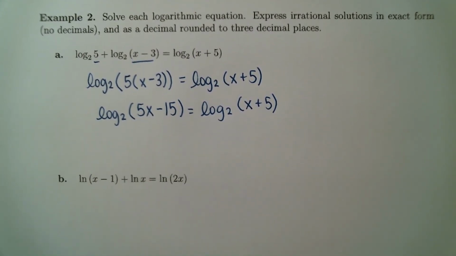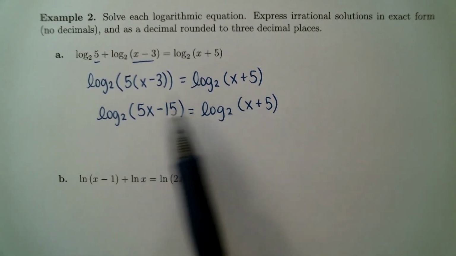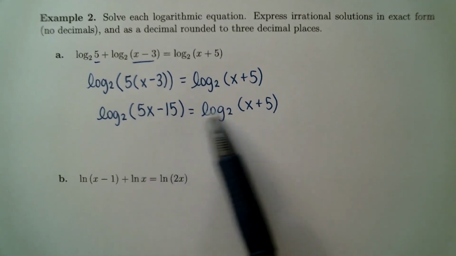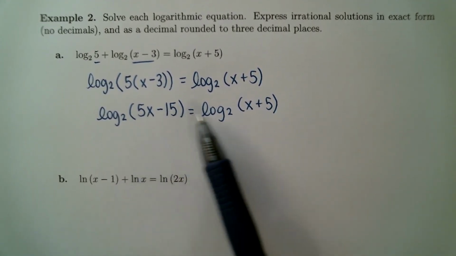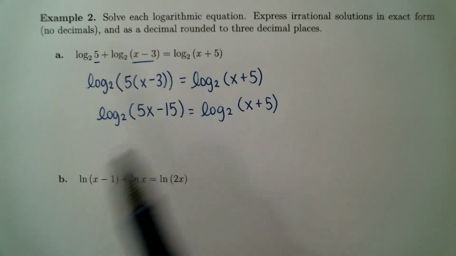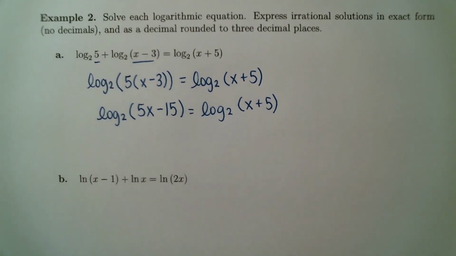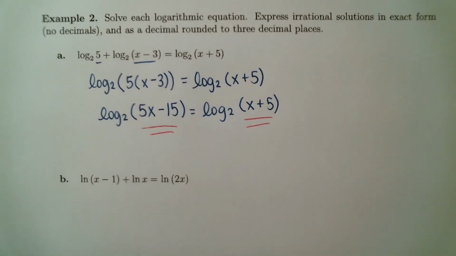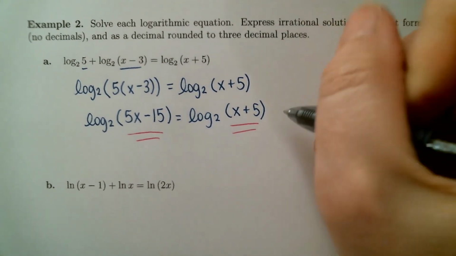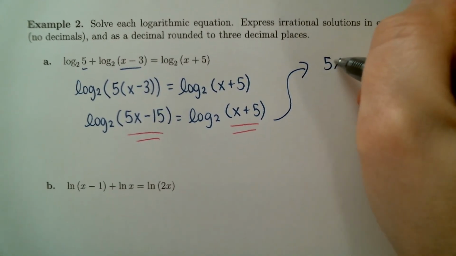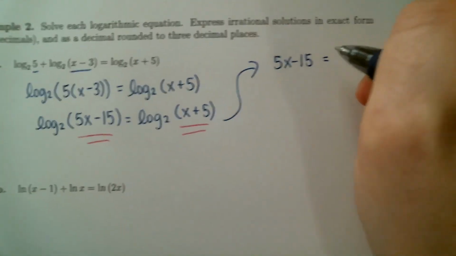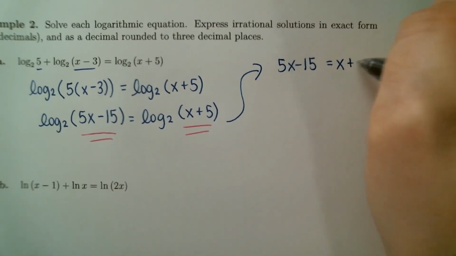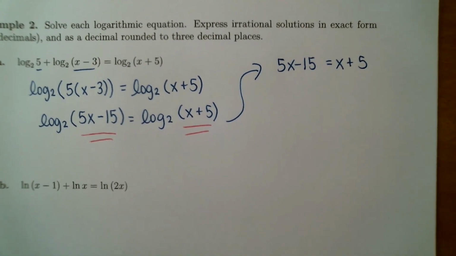So this is actually really easy to solve. Use common sense here. On both sides, you have a log base 2, and these are equal. The only way this can be a true statement, for the log on the left to equal the log on the right, is if the somethings are equal. So we're going to set 5x minus 15 equal to x plus 5. And we're going to solve that, and we're going to be done.